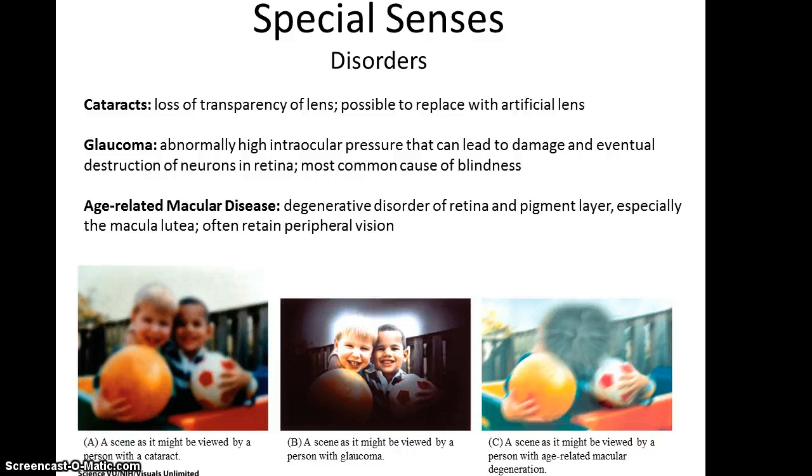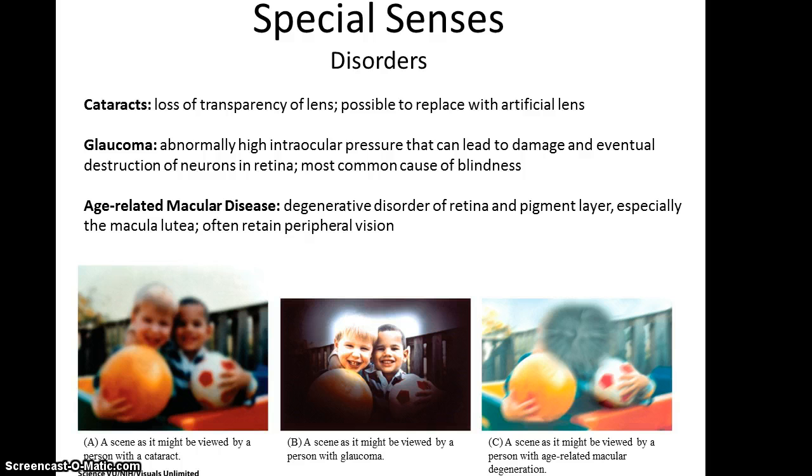So disorders of vision, well, you can have cataracts. Cataracts is loss of transparency of the lens, which means that even though light goes through the pupil, it can't go through the lens and be focused. And it's possible now to replace that with an artificial lens. You can have glaucoma. Glaucoma is abnormally high intraocular pressure, basically the pressure within the vitreous chamber, that can lead to damage and eventual destruction of the neurons found in the retina. And this is actually the most common cause of blindness.